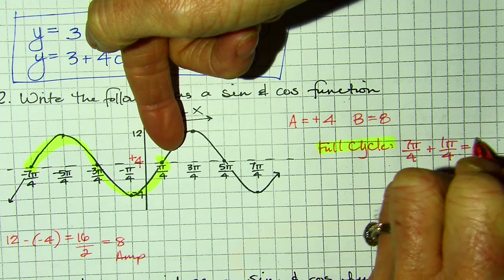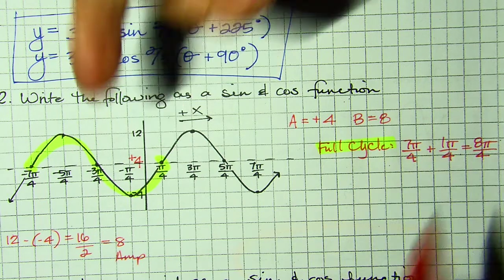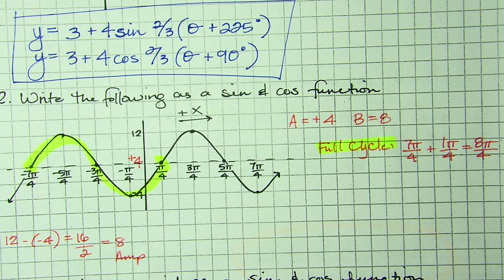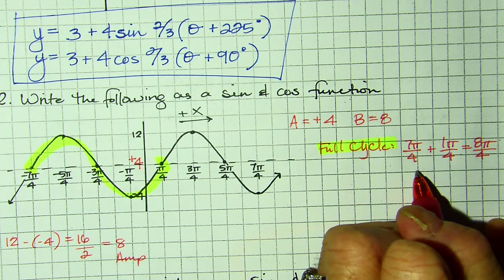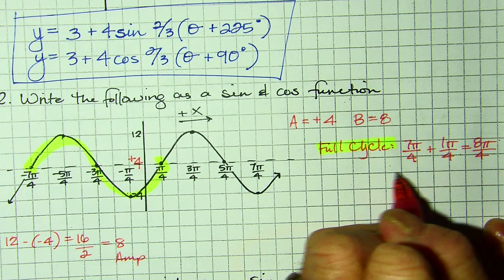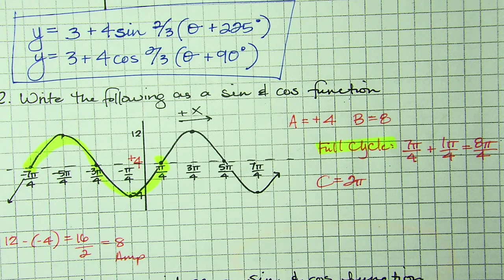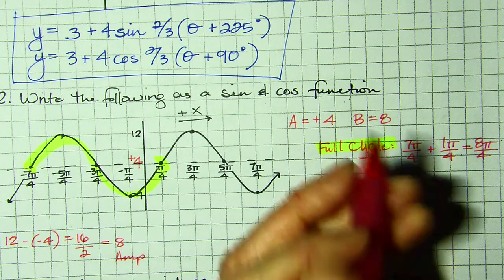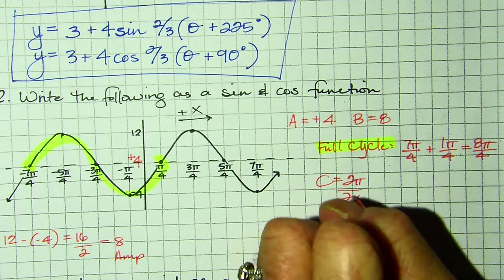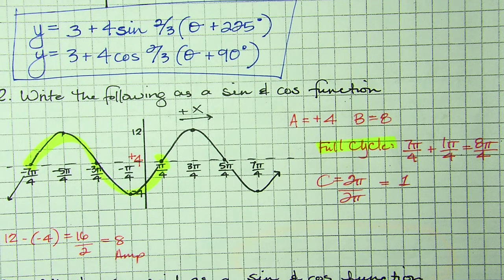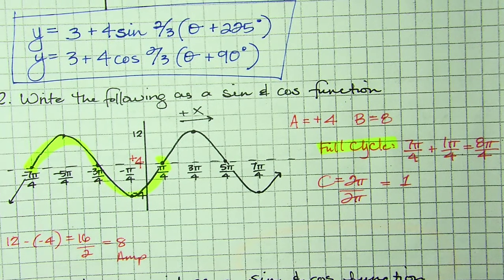I did a full cycle on 8 pi over 4, which would be, anyone? Sorry, that's out of habit. Nobody's here. That would be, I should simplify this, C equals 2 pi. And our cycle, or period, should be 2 pi. So 2 pi over 2 pi would equal 1. Our cycle, our period is 1. This is 360 degrees. So it's what it should be.